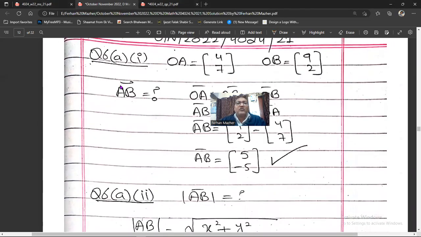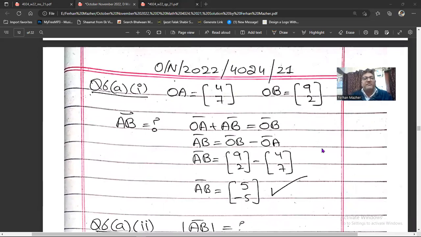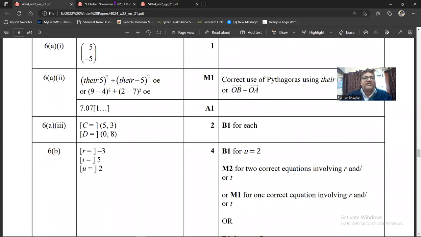So we can find AB very easily. OA plus AB equals OB, so AB will be equal to OB minus OA. So it will be 9, 2 minus 4, 7. 9 minus 4 will be 5. 2 minus 7 will be minus 5. So the AB will be 5, minus 5. So our answer is right.